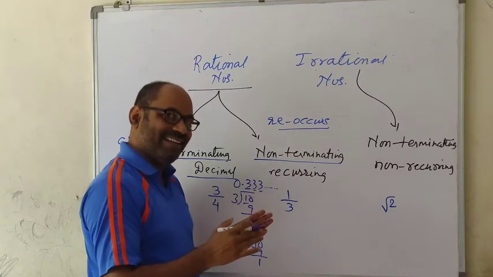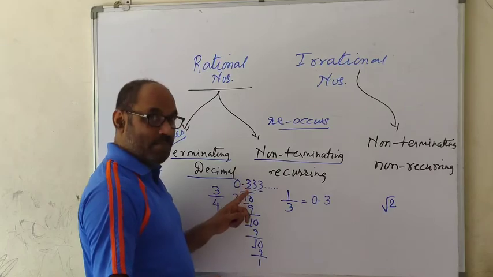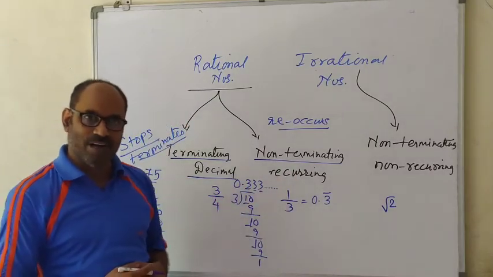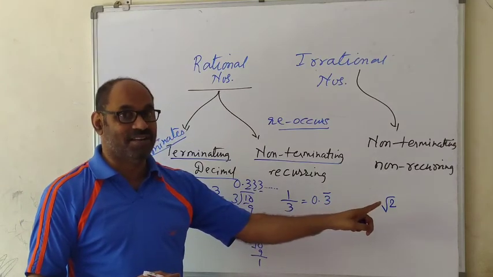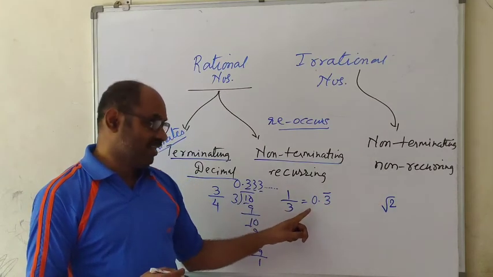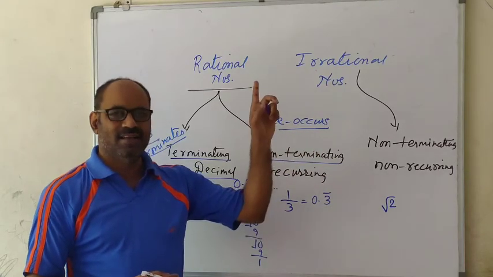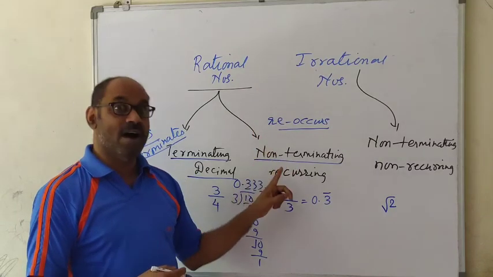So that is repeating. So you can write in short 0.3, and whatever is repeating, recurring, you can put a bar over it. So this is how you can write briefly. So this is non-terminating. Endlessly the division continues. And the answer is 0.3333333. Endlessly you get 3. So that is non-terminating but recurring.